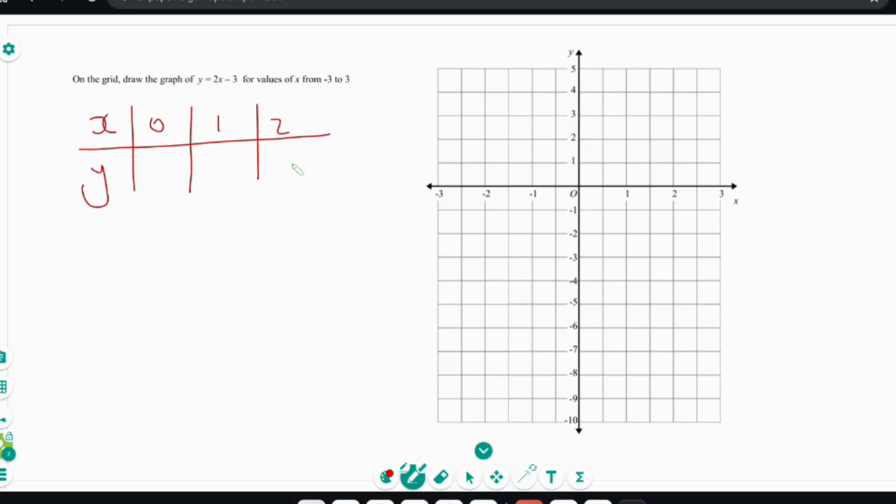2 times 2, take away 3 is 1. 2 times 1, take away 3 is negative 1. And here we'd have negative 3. So (2, 1), (1, negative 1), (0, negative 3). And your graph should look something like this.